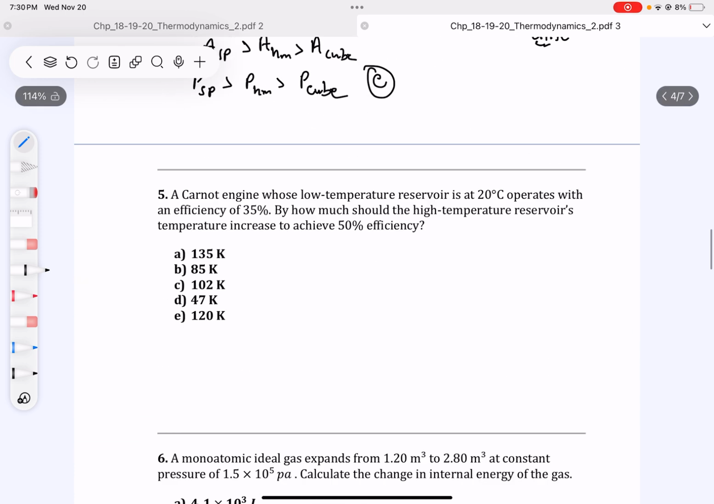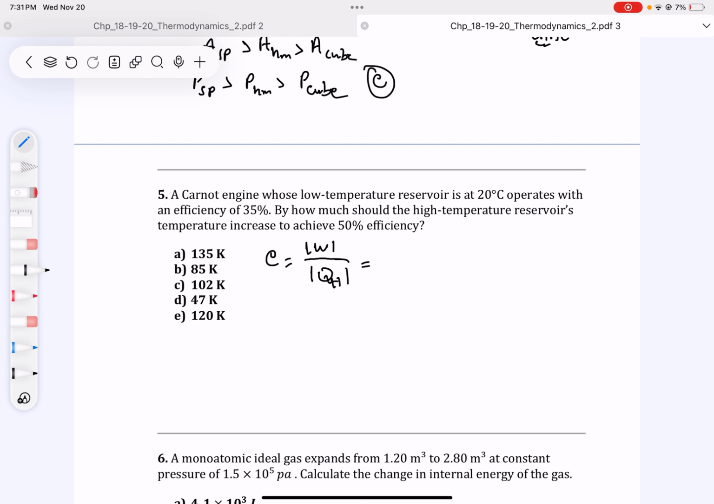And now let's continue. A Carnot engine whose low temperature reservoir is at 20 Celsius operates with an efficiency of 35%. By how much should the high temperature reservoir increase to achieve 50% efficiency? Let's just write it. E is equal, by definition, to the work done by the system over the Q absorbed from the hot reservoir.